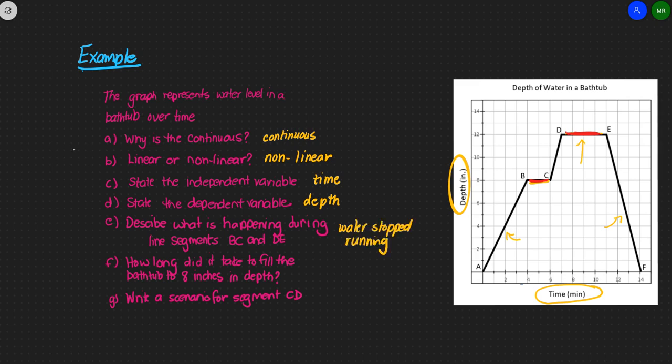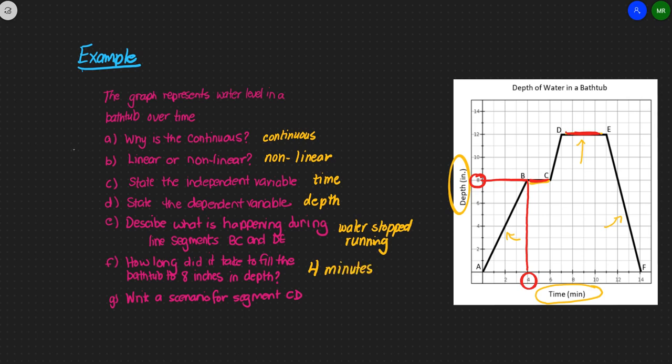So then it says, how long did it take to fill the bathtub to 8 inches in depth? Well, we find 8 inches over here. We go over until we hit the graph. When we hit the graph, then we head down. So that means the time that it took to fill to 8 inches was 4 minutes.